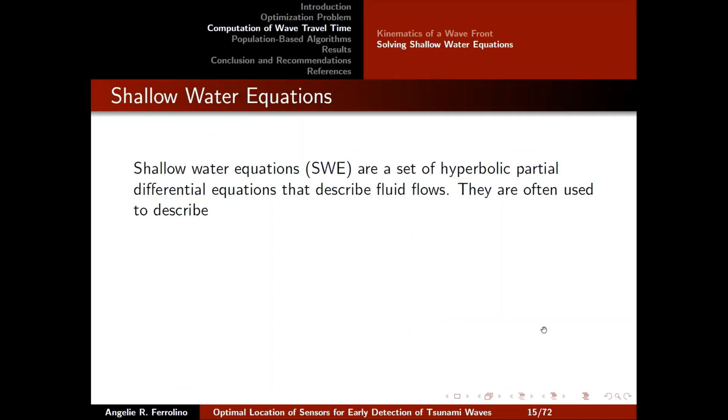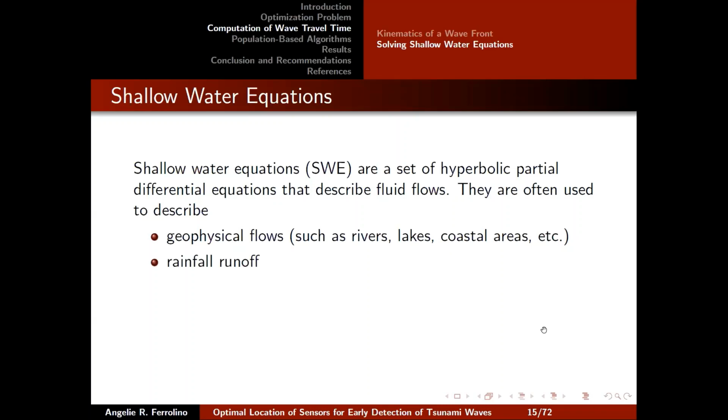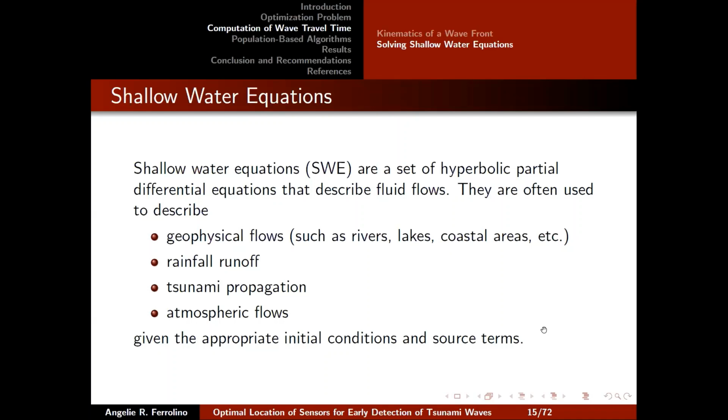Now recall from the first method that we only use an approximation of the wave velocity. So for us to obtain more accurate solutions of the wave travel time, we will solve the 2D nonlinear shallow water equations. The shallow water equations are a set of hyperbolic partial differential equations that describe fluid flows. They are often used to describe geophysical flows such as in rivers, lakes, coastal areas, etc., rainfall runoff, tsunami propagation, and even atmospheric flows given the appropriate initial conditions and source terms.